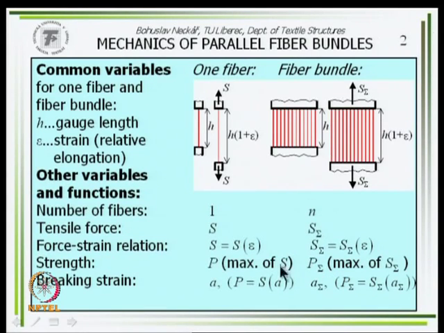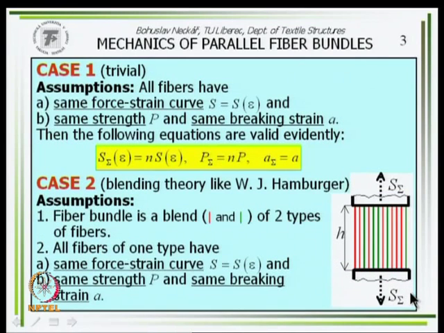The strength of the bundle, the maximum force of the bundle, is P sigma, which is the maximum of S sigma, and the breaking strain of the bundle is called A sigma, of course, so that P sigma is equal to the function S sigma at the point A sigma. It is evident. We will speak about three cases in this theme. Case one is trivial, case two is very easy, and case three is not too easy for you.